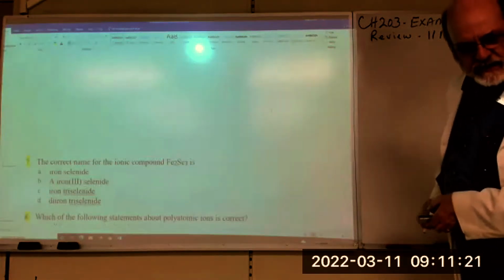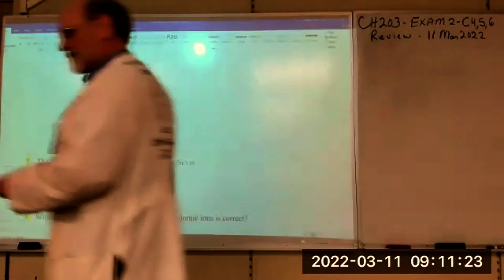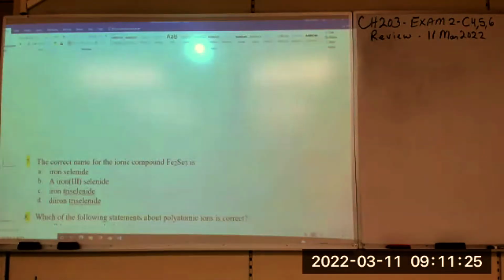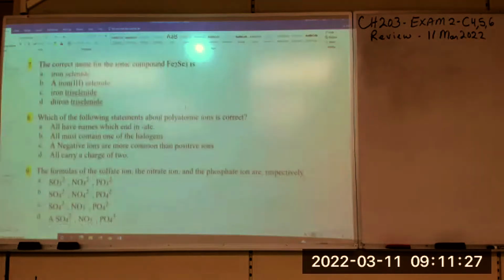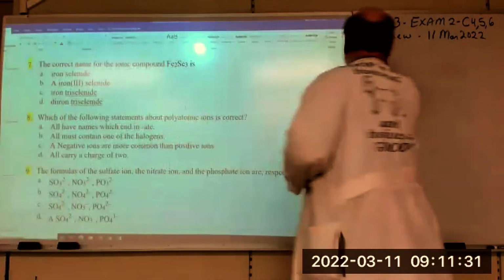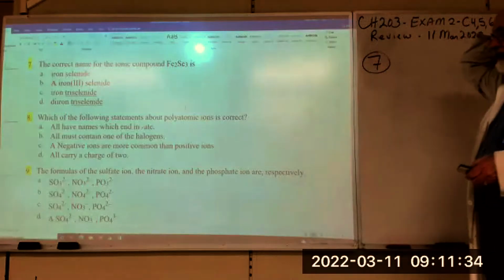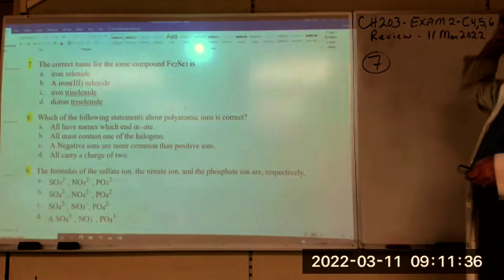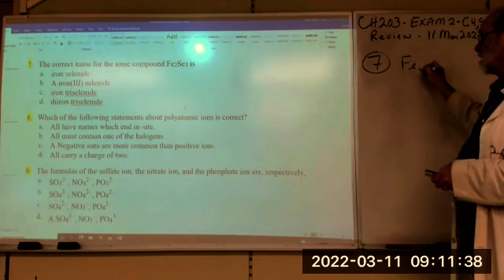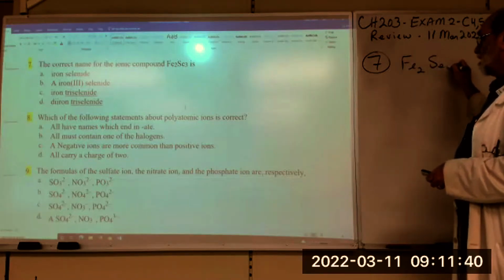7 at the bottom of the page. Let me scroll that one. I bet there's some more behind it. There we go. The correct name for the ionic compound, Fe2Se3.